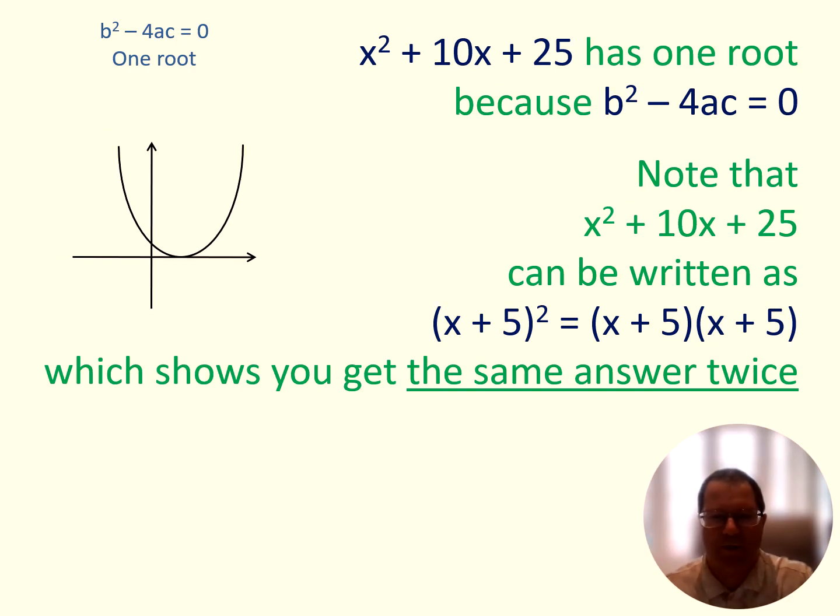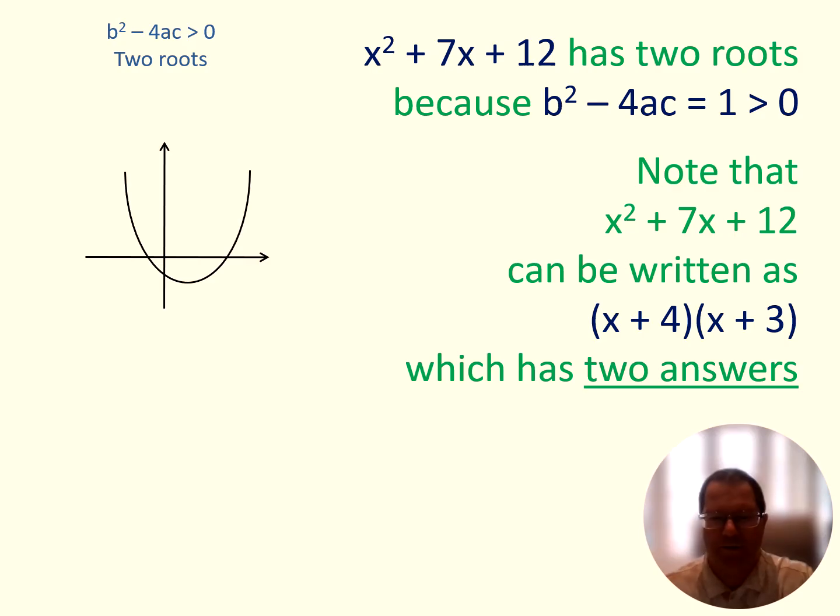y equals x squared plus 10x plus 25 has one root because b squared minus 4ac is 0. If you factorize it, you get the same answer twice of negative 5, which therefore shows that it meets the x-axis at a single point. And if you work out the discriminant for x squared plus 7x plus 12, you get 1, which is greater than 0, hence that has two roots. And if you factorize it, you get x plus 4, x plus 3, which has values of -4 and -3.